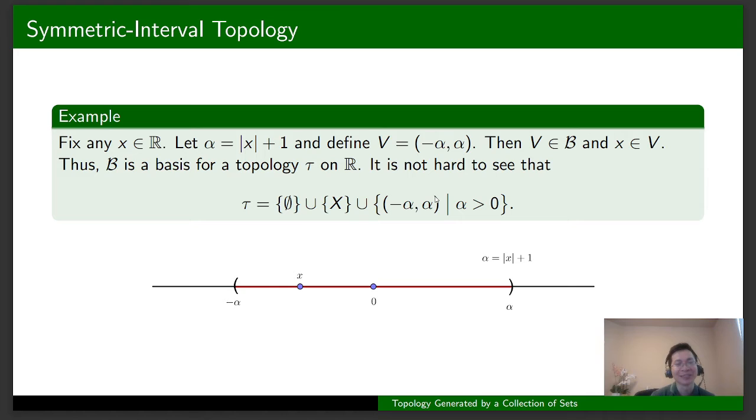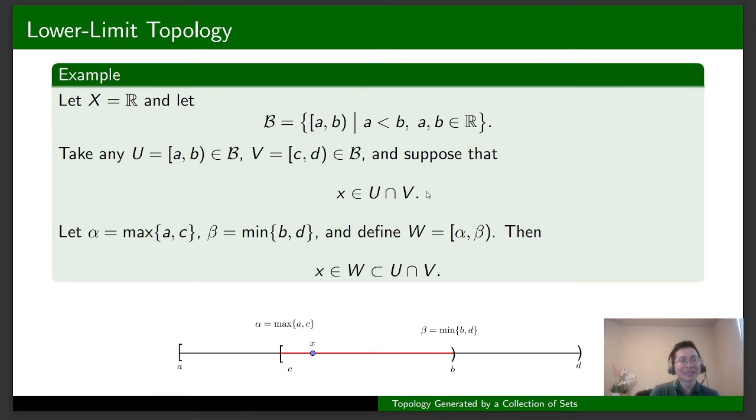And it is easy to see that tau is this topology. It consists of the empty set, the entire space X, and all symmetric open intervals. In the next example, we consider X equals R again, and let B be the collection of all half open intervals [a, b), where a is included and b is excluded. Again, we are going to show that two properties in the theorem are satisfied.